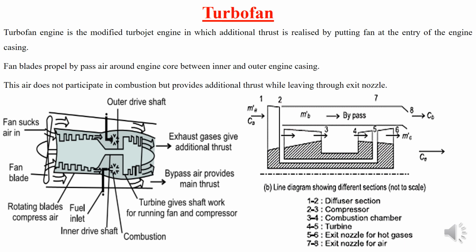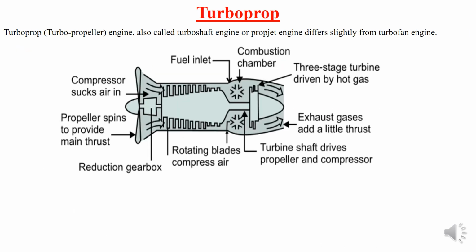Next we will have the turboprop engine. In the turboprop engine, we will have the propeller over here. Along with the compressor, we will have the propeller. So it is also called a turbo propeller engine, or a turbo shaft engine, or one more name, prop jet engine. So one and the same. Turbo prop, turbo propeller, turbo shaft, and prop jet. Four names are there, and all four names indicate the same.